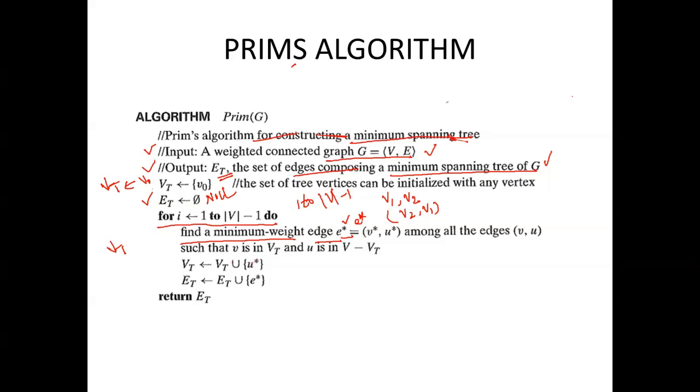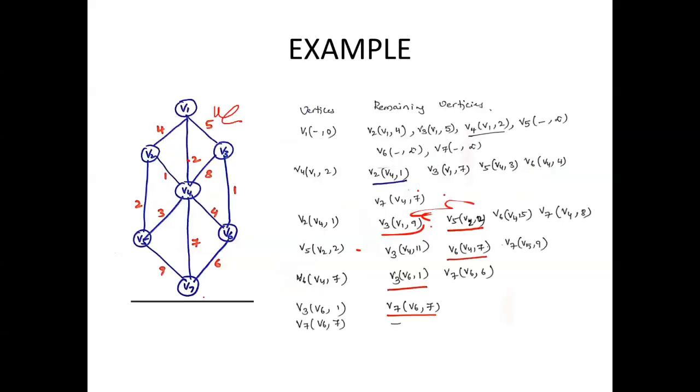U star is nothing but the already visited vertex. And ET is nothing but the edges we are including in the tree, which consist of minimum cost. So that is the meaning of this. At last you return a tree consisting of all the edges, which is used to construct your minimal spanning tree.